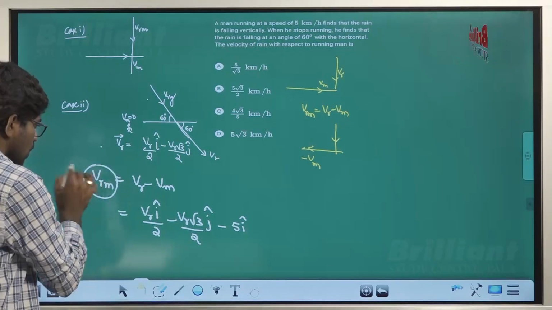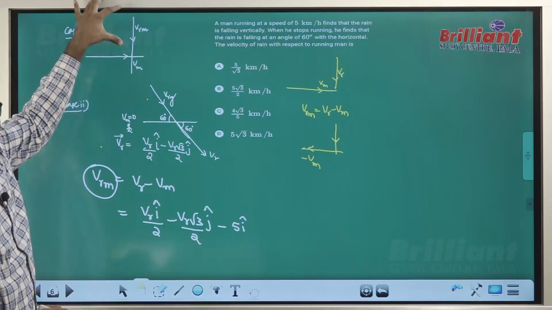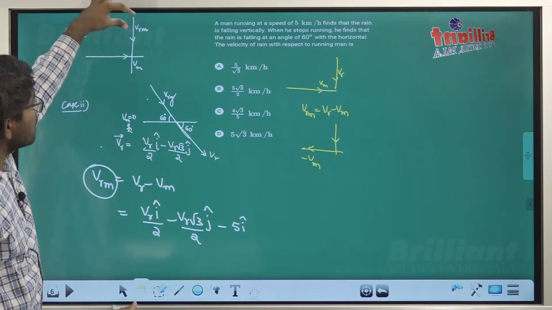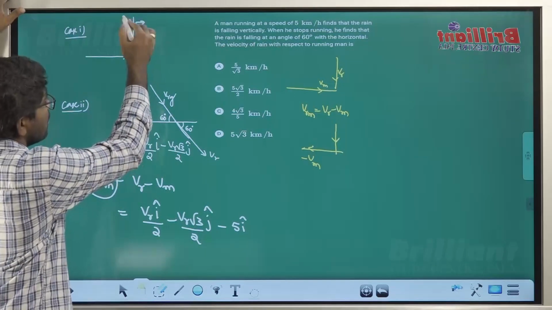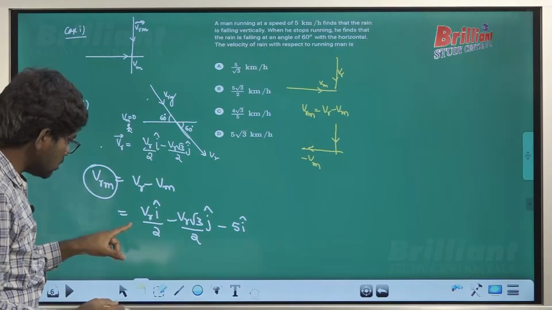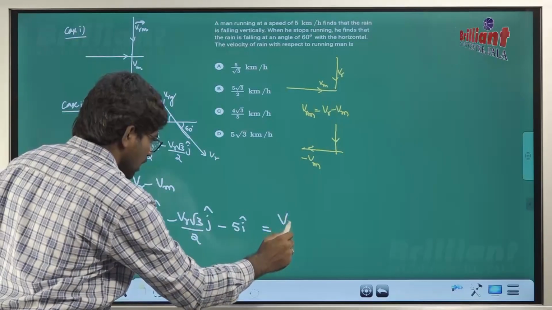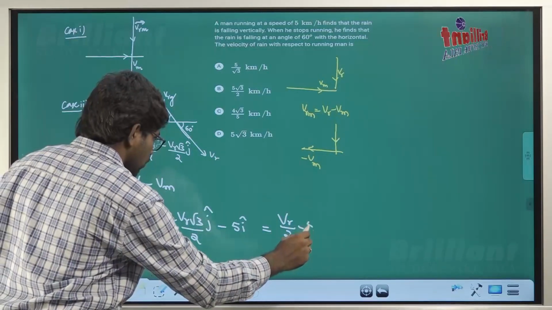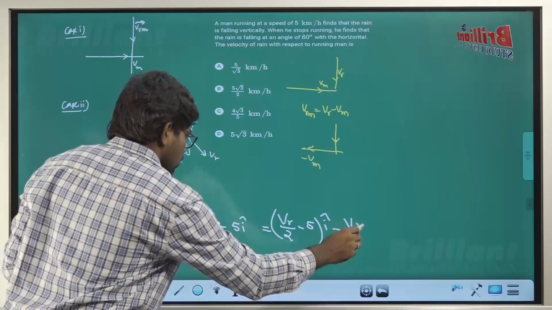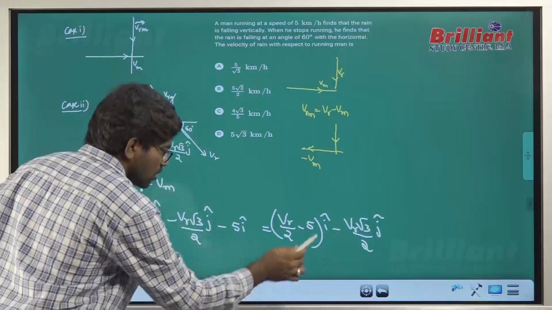VRM. What is VRM? VRM direction is what? VRM is completely vertical, right? Does this VRM vector have any horizontal component? There is no horizontal component. It means this horizontal thing here, what is this horizontal thing? VR by 2 minus 5 i cap minus VR root 3 by 2 j cap. This is the horizontal thing.